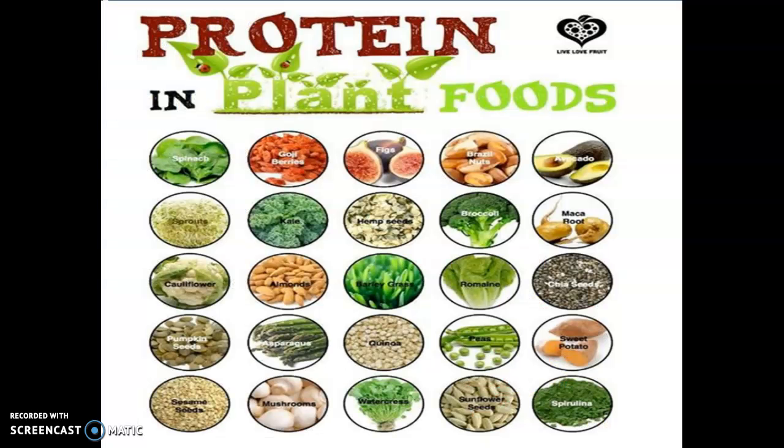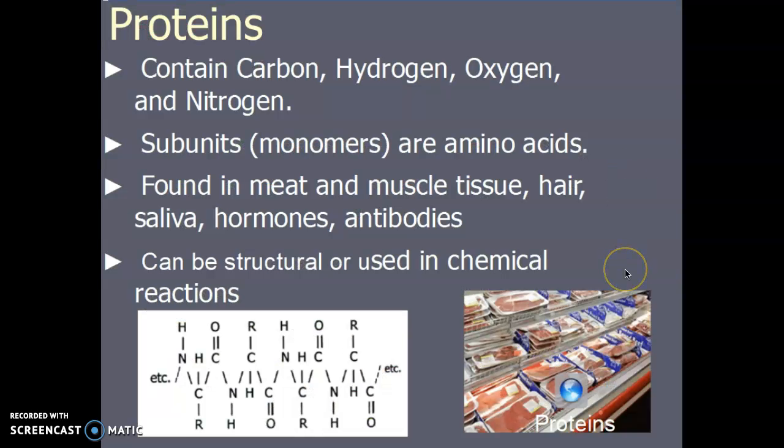All right, so let's move on to proteins. Proteins are easy to spot because they have an extra element that the other two did not, and that is a nitrogen. So carbon, hydrogen, oxygen, nitrogen. Think of CHON, okay? Its subunits are amino acids. You guys learned that already when we did DNA. They're in meat, muscle tissue, hair. All of your hormones and all of your antibodies are proteins. So proteins can be structural or they can be used in chemical reactions.